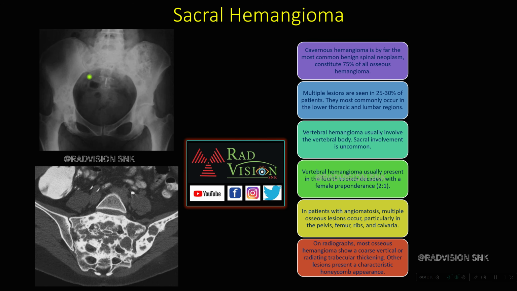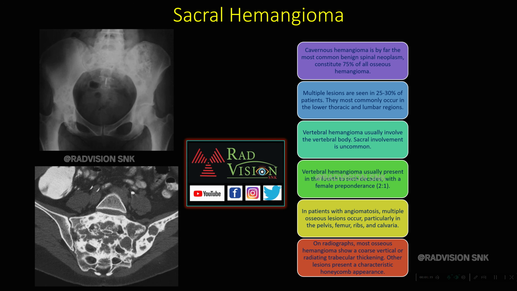And next case is sacral. You can see there are multiple ill-defined lytic areas. Some are showing a trabecular pattern and some are showing a honeycomb-like appearance. And here you can see there are multiple lytic areas. Some are showing sclerosis, some are showing expansion with associated well-defined margins. This typical trabecular pattern and honeycomb pattern in the pelvic bones, with multiple lesions involving both sides. This was a case of sacral hemangiomas.